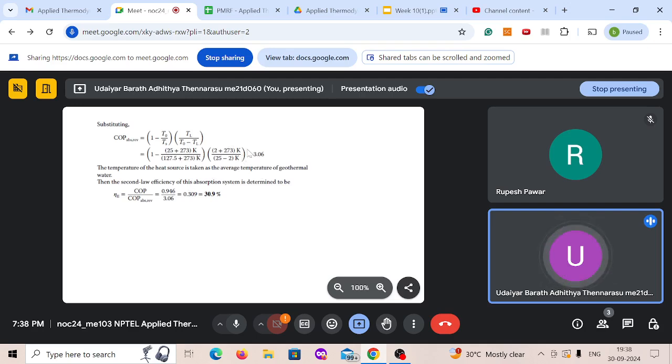For the second law efficiency, the actual COP by the ideal COP comes out to be 0.309, or 30.9%.